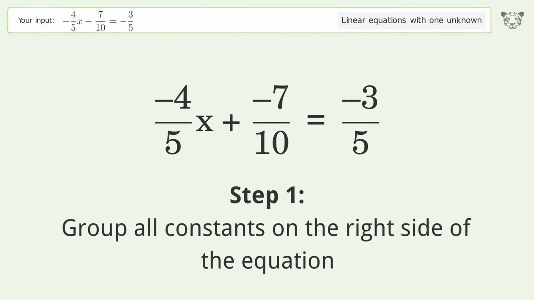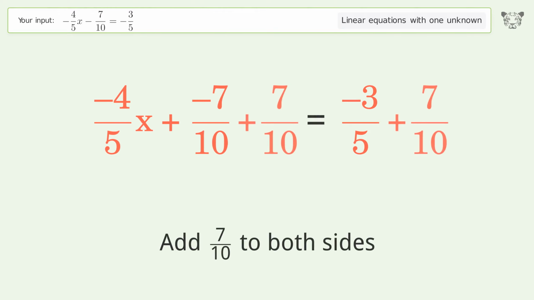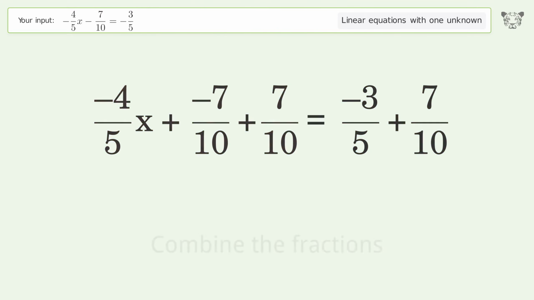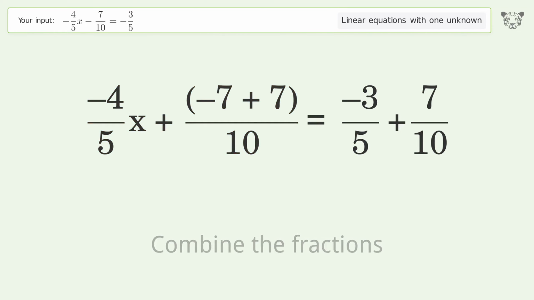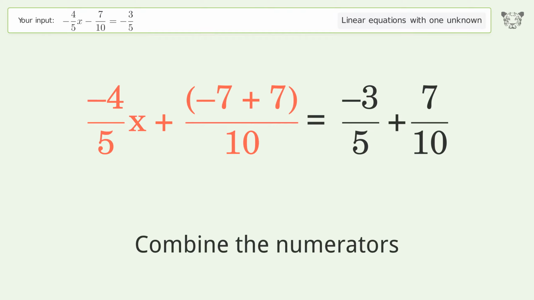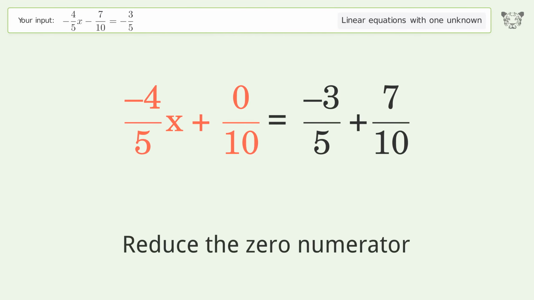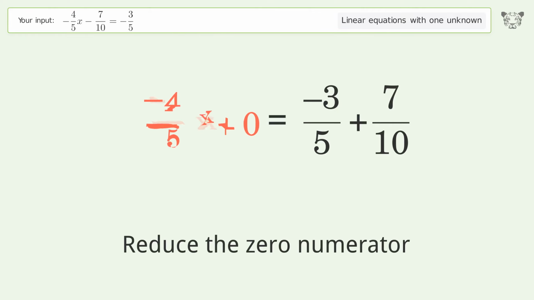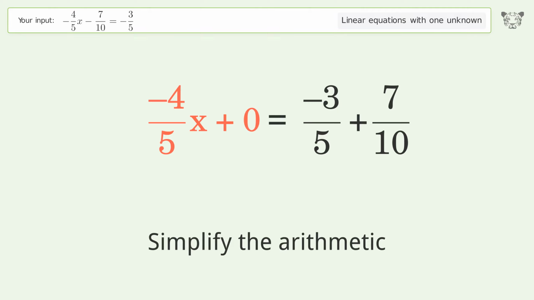Group all constants on the right side of the equation. Add 7/10 to both sides. Combine the fractions. Combine the numerators. Reduce the zero numerator. Simplify the arithmetic.